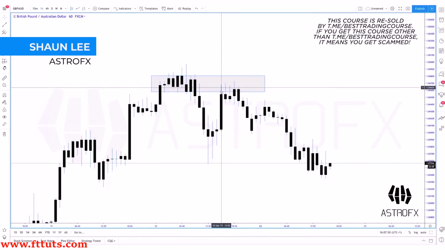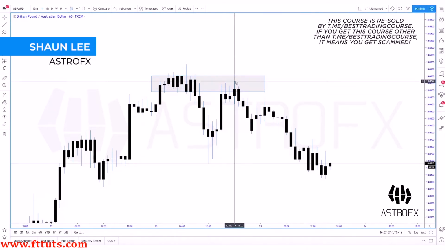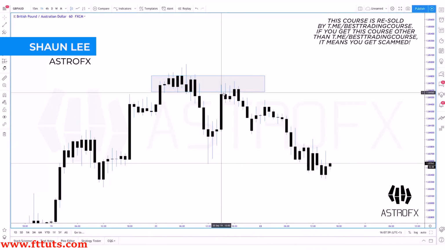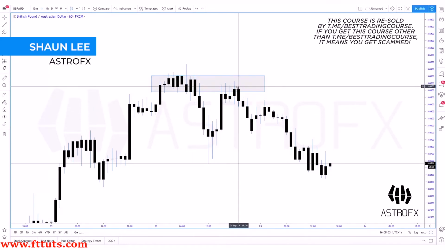Boom, money's come out there, from here to there. We've consolidated. So if you were long, you would have been in profit. You would have got a little bit excited, 10, 15 pips, and then price breaks down. However, what we can actually see here is we're retesting into that box area.